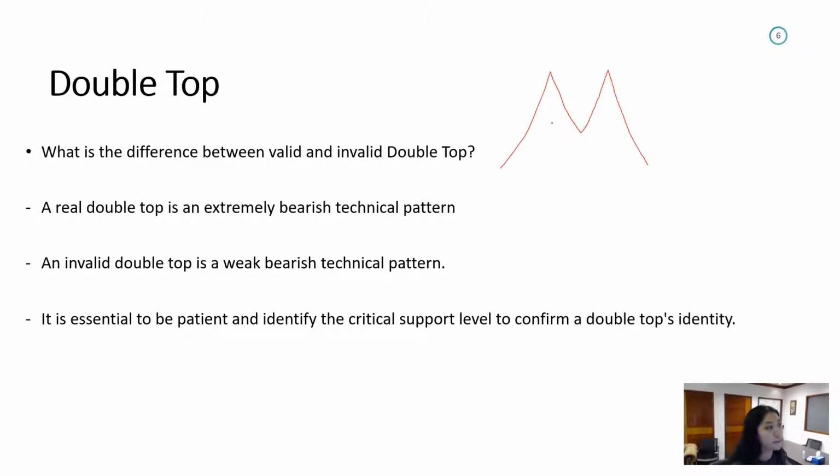So this will be a valid double top. They have the same highs. This is the first peak and this is the second peak, and this will be their support level, which we can also call the neckline.